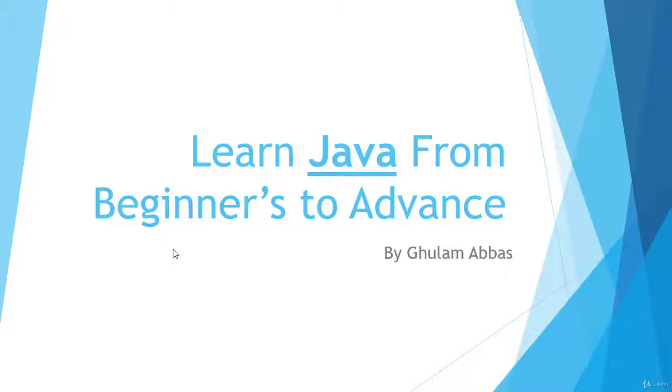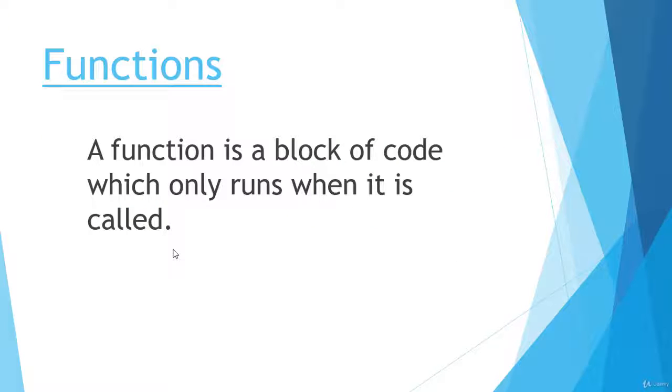Today in this video we are going to discuss functions or methods. So what is a function? A function is a block of code which only runs when it is called. A function is a separate piece of code that we write in a separate block, and whenever we need that block we just call it and all the lines in that block are executed. This is called a function.